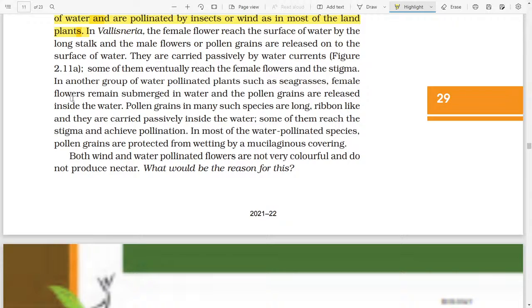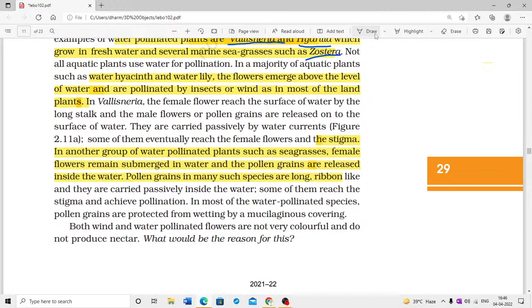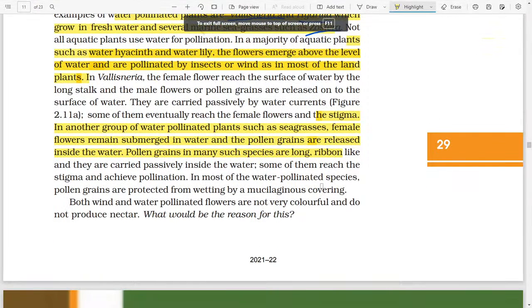In another group of water pollinated plants, such as seagrasses, the female flower remains submerged in water and the pollen grains are released inside the water. Some of them reach the stigma and achieve pollination. In most water pollinated species, pollen grains are protected from getting wet by a mucilage covering.